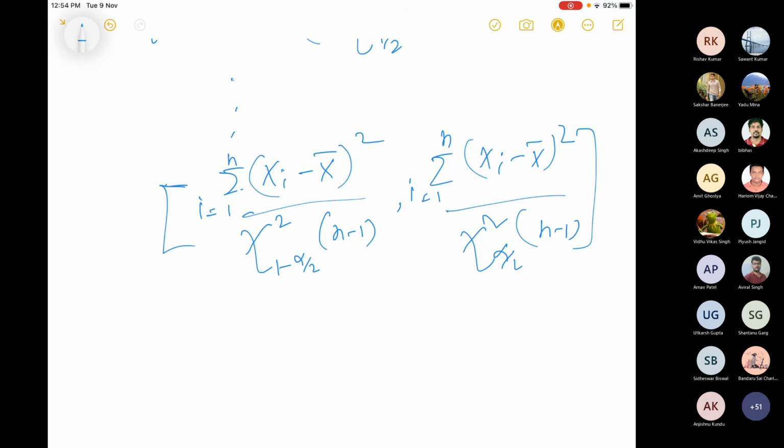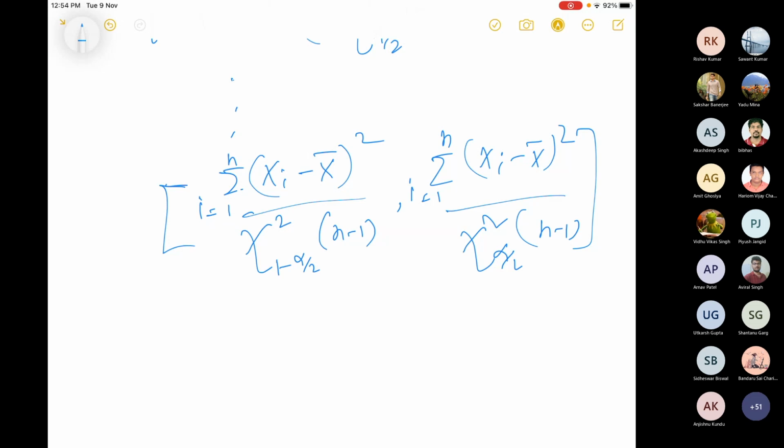Okay, so when it is at least normal, we are done. Mu is known or not known, it doesn't matter. And similarly, you can find out what happens when it is not normal. So I'm not doing that. A similar thing you can do for the not normal case using CLT. So this is the way you can get this confidence interval.